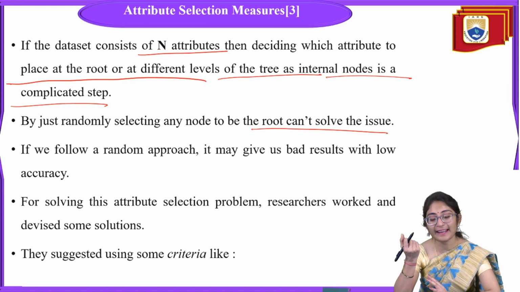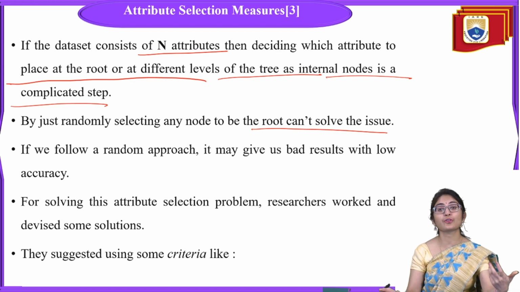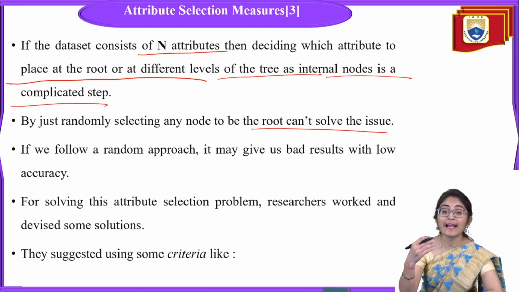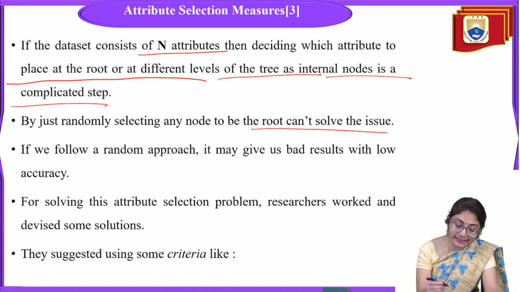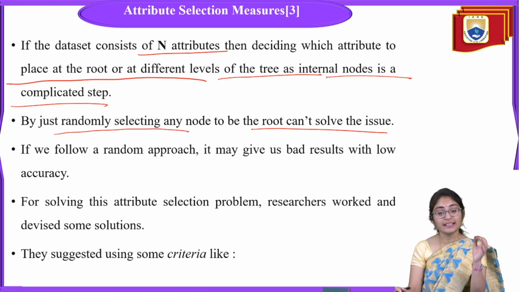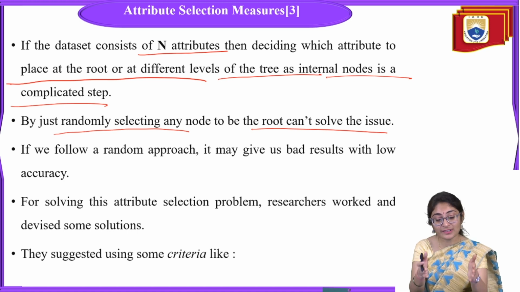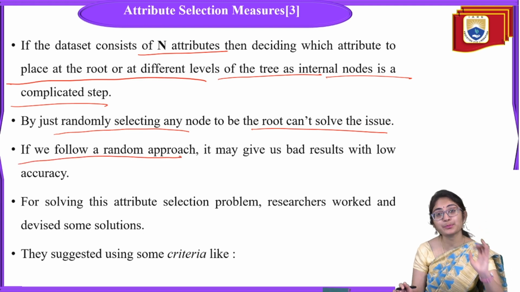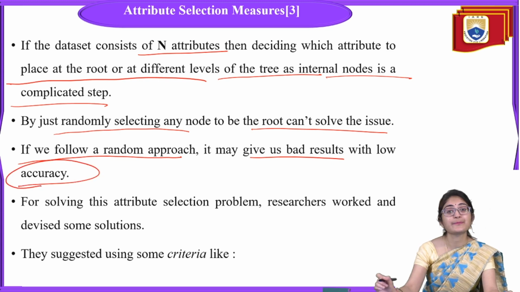If you choose any node as a root node, it will create some difficulty for solving the issue. So definitely you have to search only for that attribute which is very useful and very helpful to reach our target. Just randomly selecting will not solve your issue, but it will increase the complications in that particular problem. And if you follow a random approach, it may give us bad results with low accuracy.